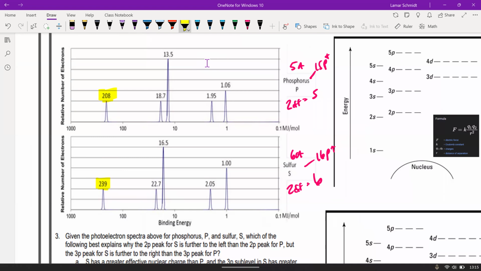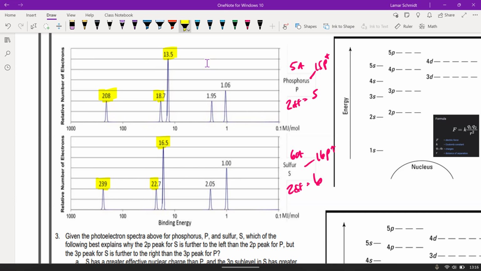Let's move forward. So we go to the second peak, the 2s, and we notice that this value is less than that value. The binding energy for phosphorus at the 2s peak is less than the binding energy of the 2s peak for sulfur. That's exactly what we expect. That's perfect. Wow, no exceptions. Let's move forward. We go to the 2p peak, 13.5, 16.5. It's still working out.